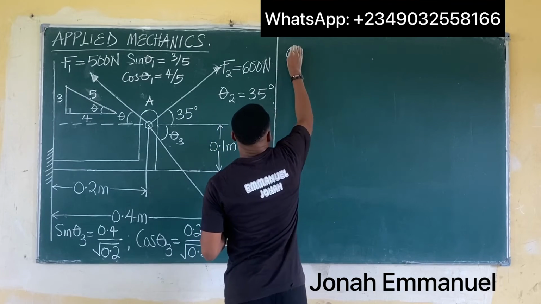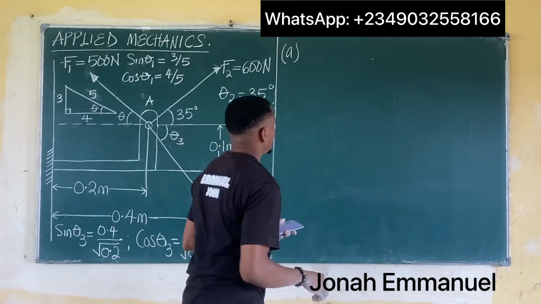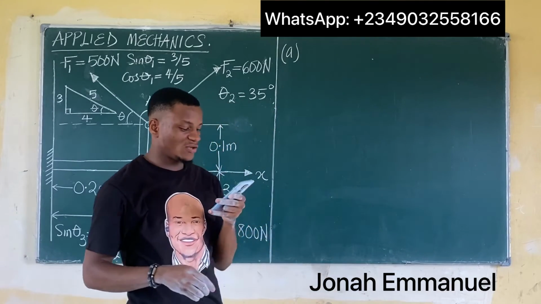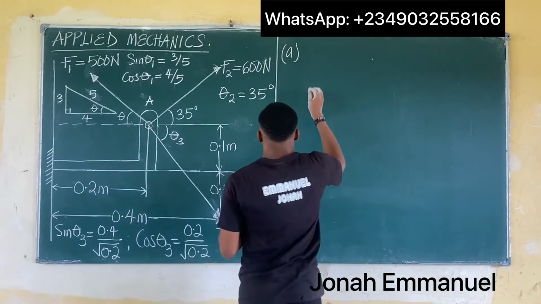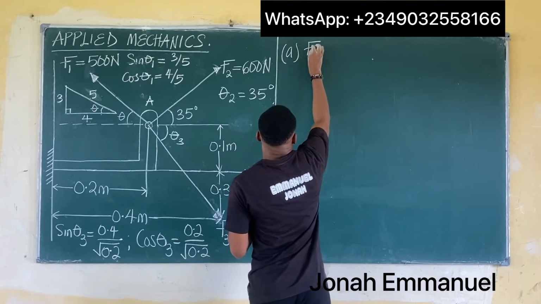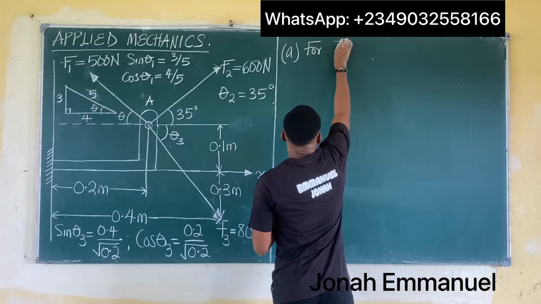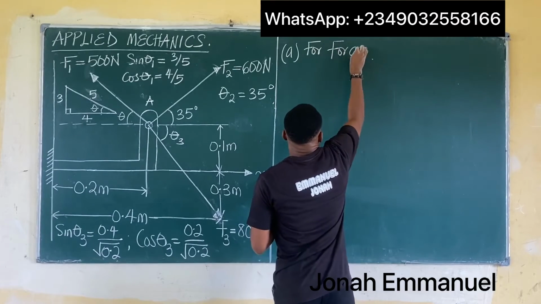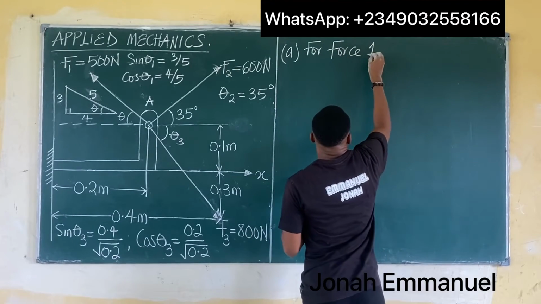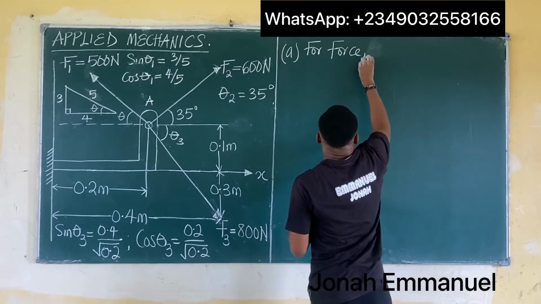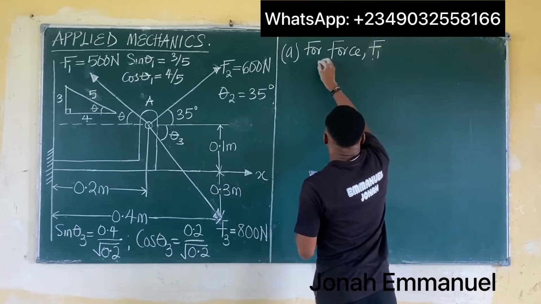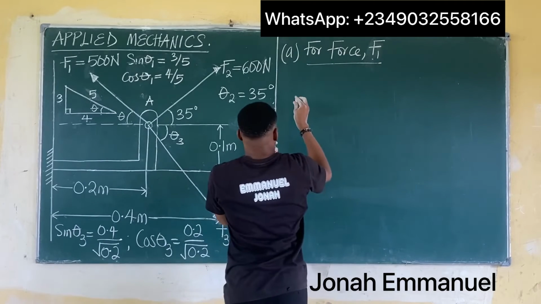Alright, so let's now get the resultant in vector form. Let's answer the question there. The first question says, find the x and y component of each force. So let's start with force 1. For force F1, let's get the x component.